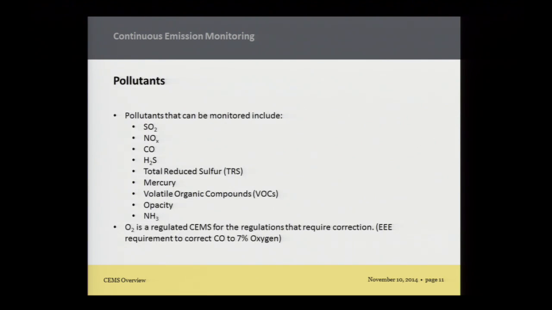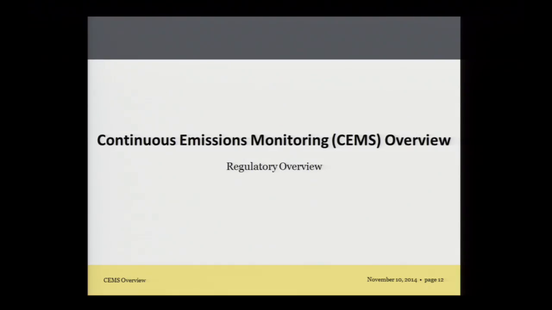So here's a list of everything that could potentially be monitored by a CEMS system. SO2, NOx, CO, H2S, total reduced sulfur, mercury, VOCs, opacity, ammonia. And then O2 is a regulated CEMS for the regulations that require correction. So BIF, which is your boiler and industrial furnace, has a requirement to correct CO to 7% oxygen. So that's where O2 actually becomes regulated, it gets pulled in there, versus the others where you have to follow the performance spec, but it's not a regulated constituent.